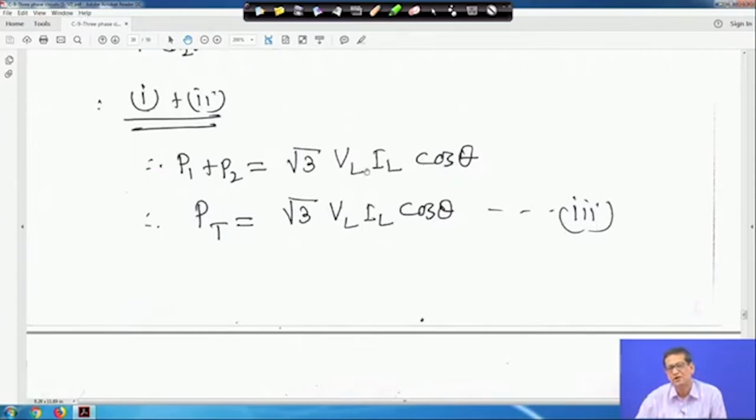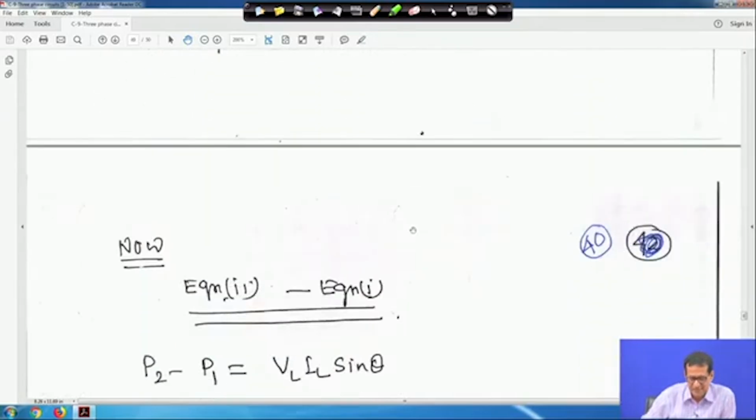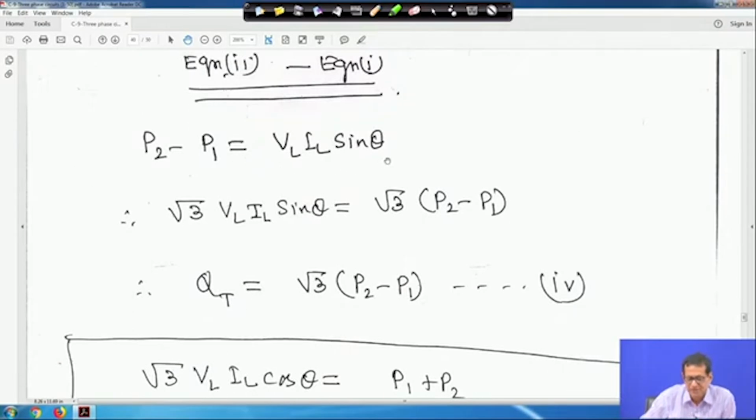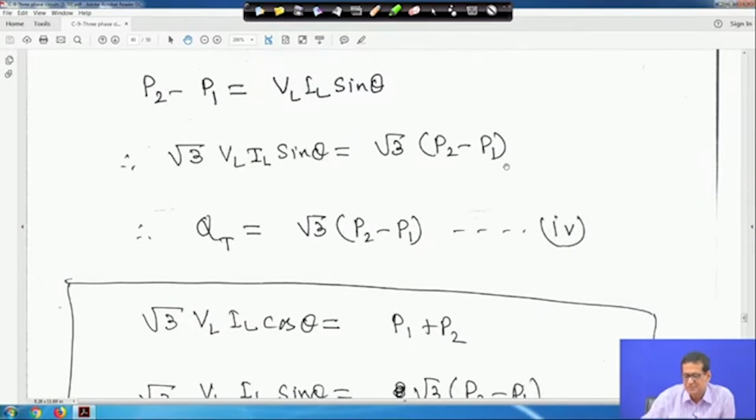Whatever we have derived mathematically, the wattmeter is reading the same thing, right. Similarly, if you subtract equation 1 from equation 2, that is equation 2 minus equation 1, you will get P2 minus P1 is equal to VL IL sin theta, right. Or if you multiply both sides by root 3, then root 3 VL IL sin theta is equal to root 3 into (P2 minus P1), right. Therefore, QT is equal to root 3 into (P2 minus P1), because this is my total reactive power, root 3 VL IL sin theta.